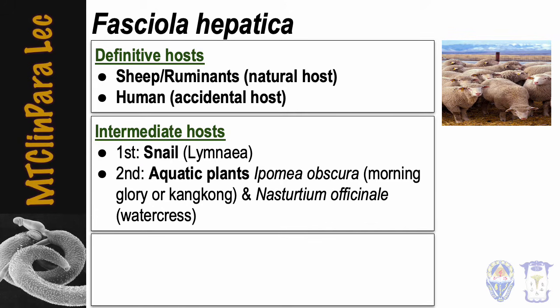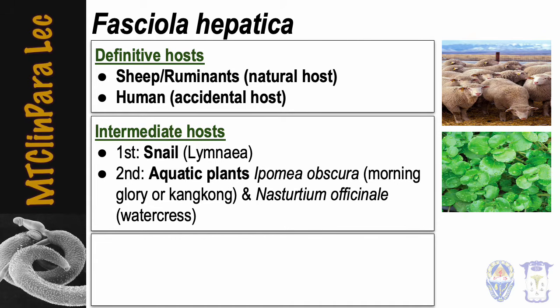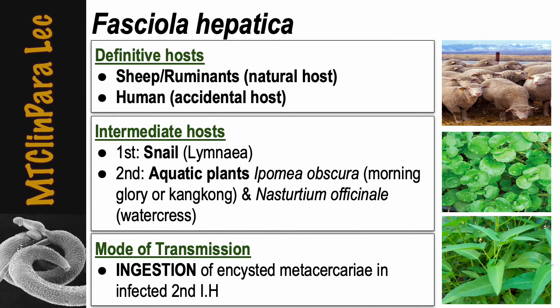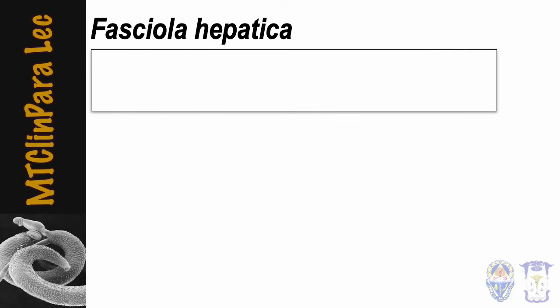Since this is under the 3 Fs, the second intermediate host of Fasciola hepatica is aquatic plants, under the genus Ipomoea, or what we call morning glory or kangkong, and Nasturtium officinale or watercress. The mode of transmission of this parasite is through ingestion of encysted metacercariae in contaminated aquatic plants.